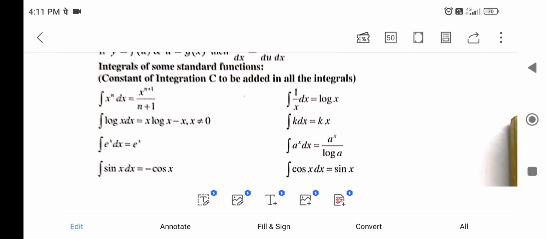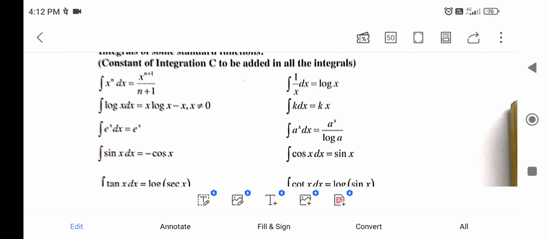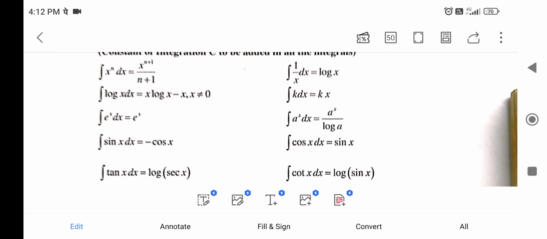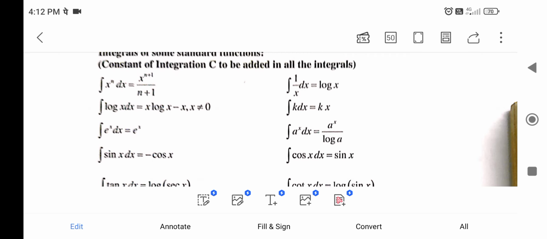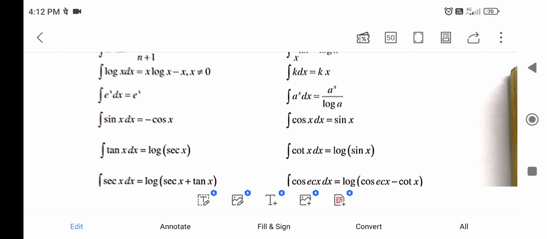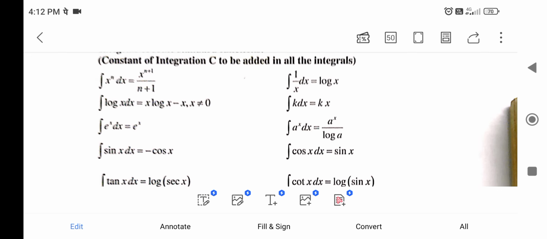And next are integrals of some standard functions. The constant of integration c is added to all the integrals. Write down in your notes. You already read this in second PUC, first PUC, and CET exams, JEE exam.